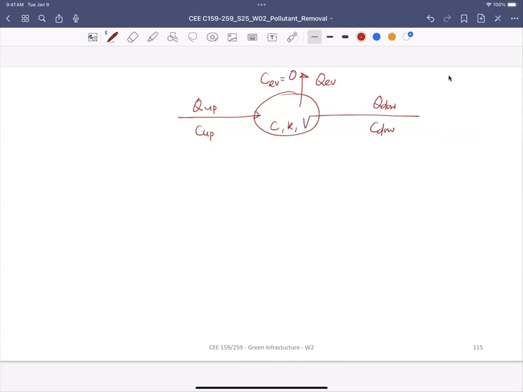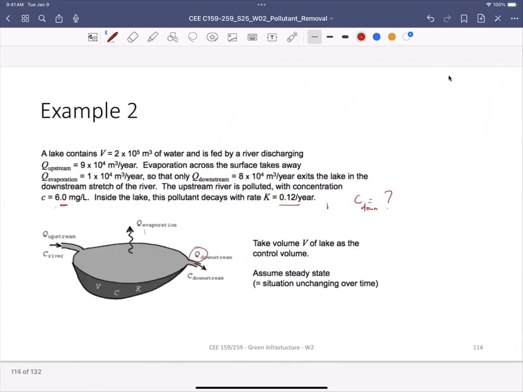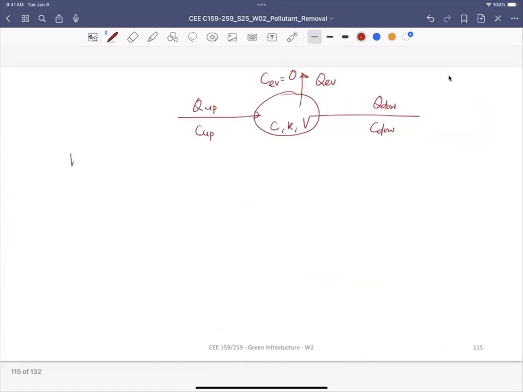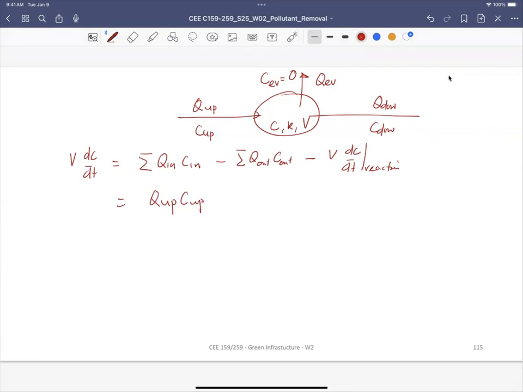Based on the mass balance, you know that if it is a steady state, V dC by dt is equal to the sum of all Q in C in minus the sum of all Q out C out minus the reaction term. If you write this out, everything that comes in is Q up, C up. Everything that leaves the system is Q evaporation, C evaporation, and Q down, C down.